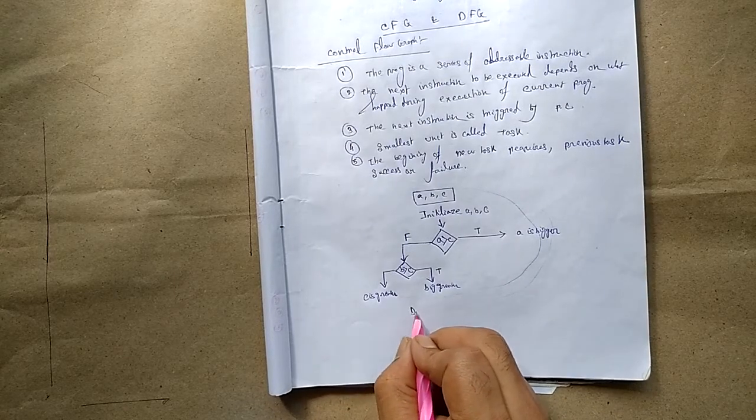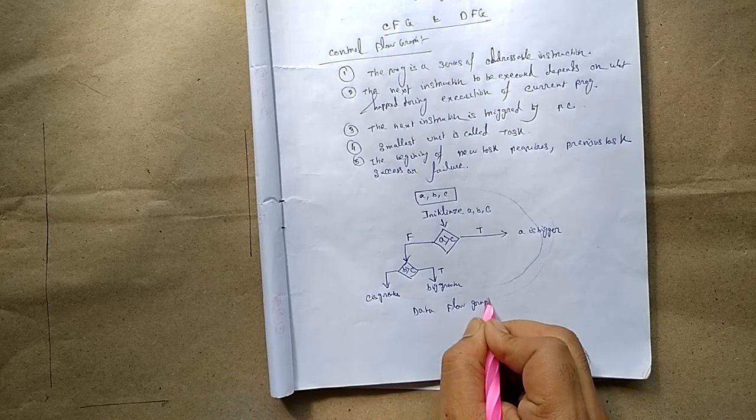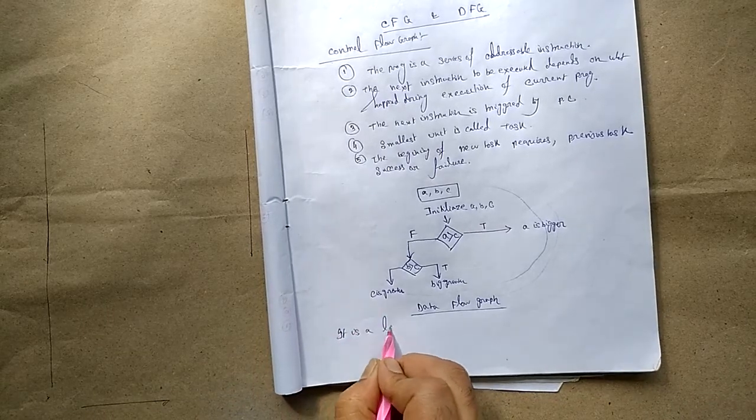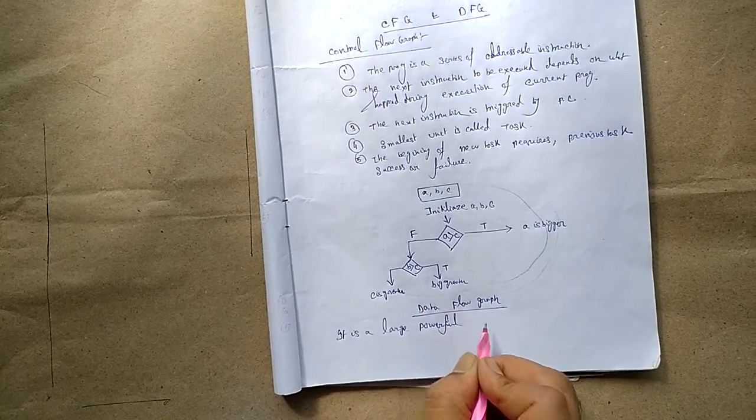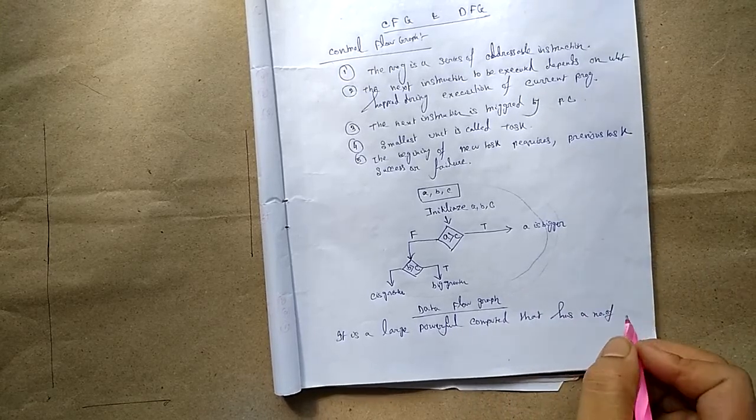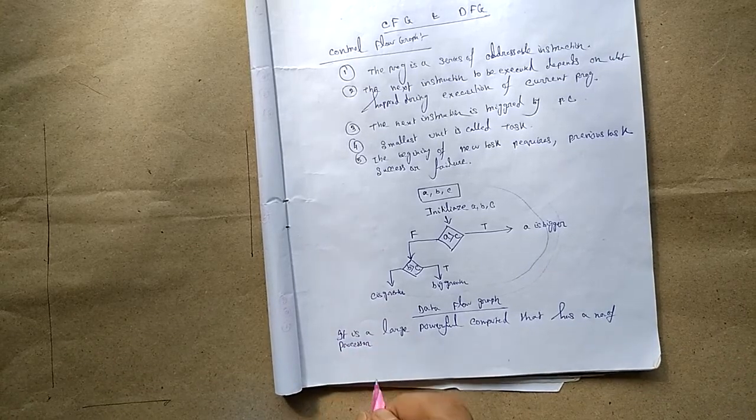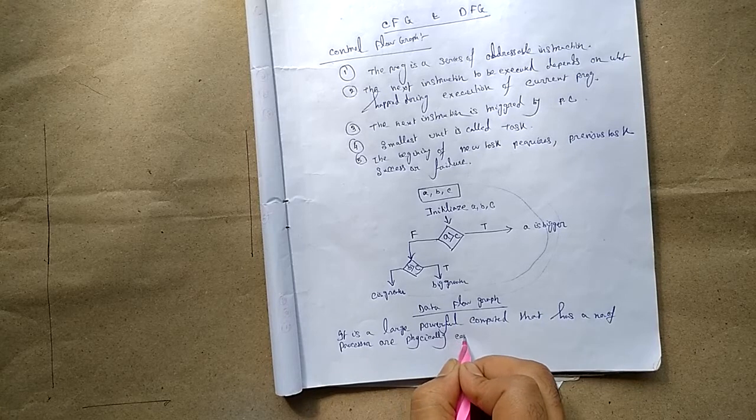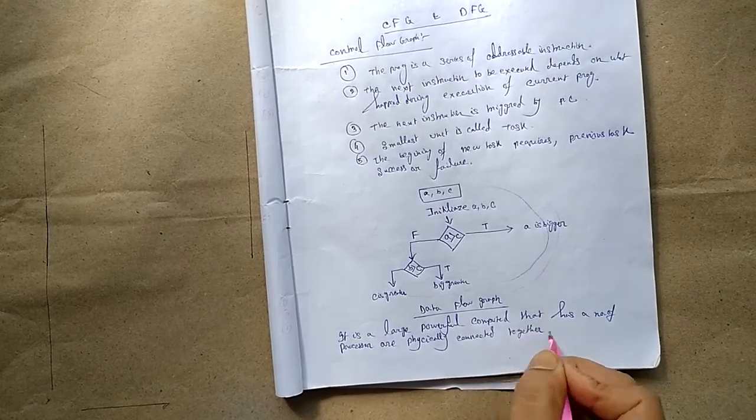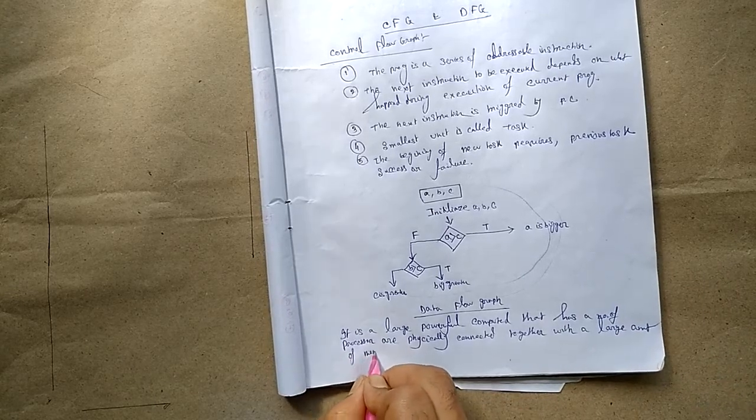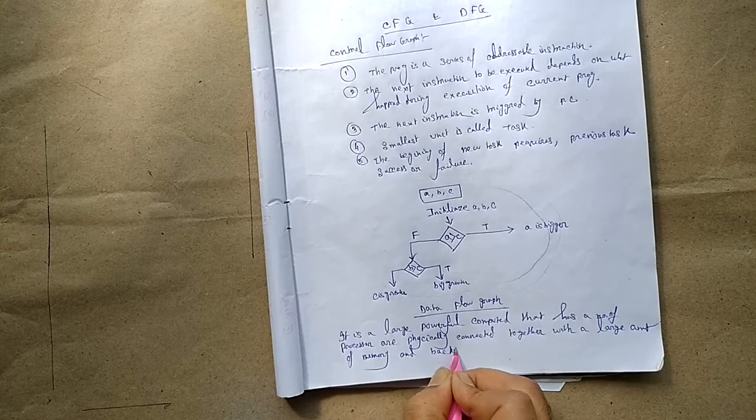Now we'll come to data flow graph. In data flow graph there is no concept of control. It is a large, powerful computer that has a number of processors physically connected together with a large amount of memory and backing storage.